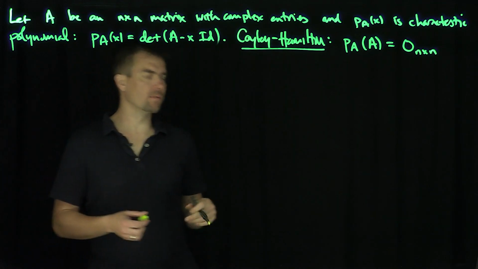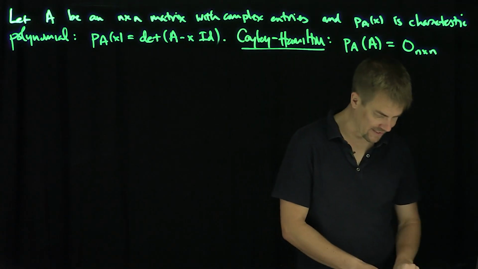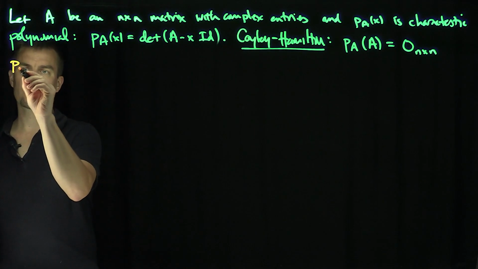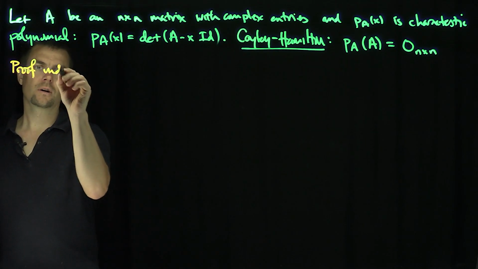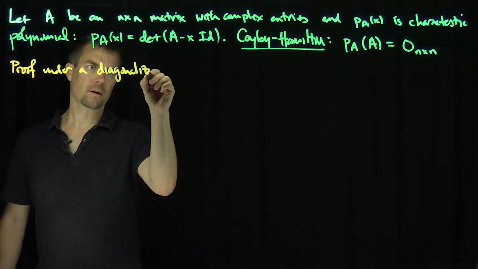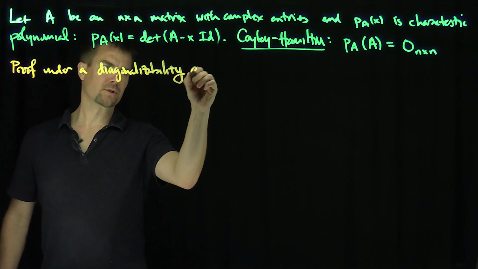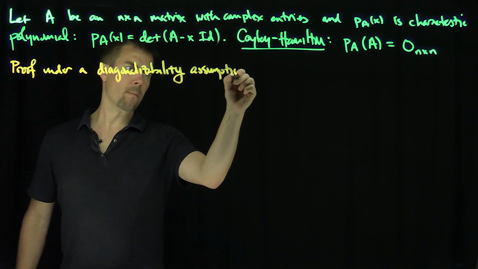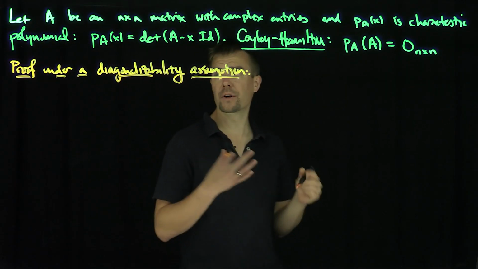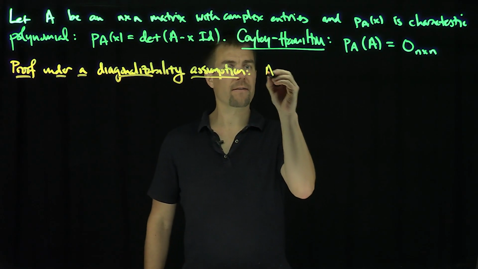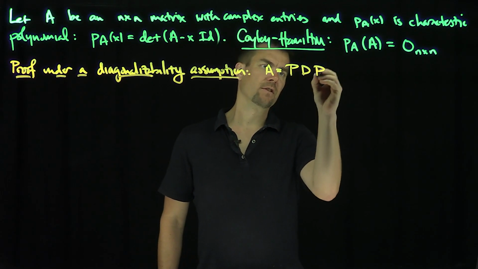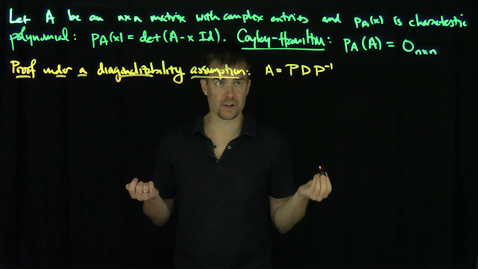Of course there's a long history of this theorem, and let me do a proof in the simple case first. So here's a proof under a diagonalization assumption. In other words, let me prove this assuming that the operator A is diagonalizable. If A is diagonalizable, there's an invertible matrix P, a diagonal matrix D, and the inverse matrix P inverse such that A has this factorization.